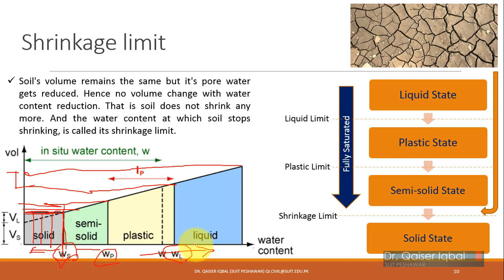So liquid limit is the limit from which the soil will change from liquid to plastic, and plastic limit is the limit from which the soil will change from plastic to semi-solid, and shrinkage limit is the limit at which the soil will change from semi-solid to a solid state.